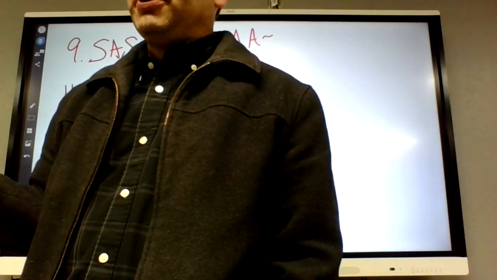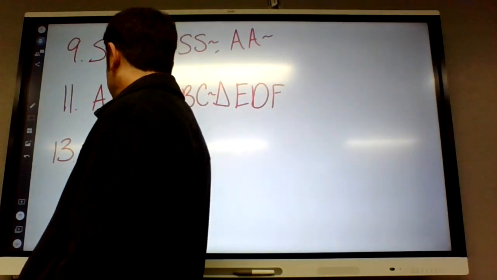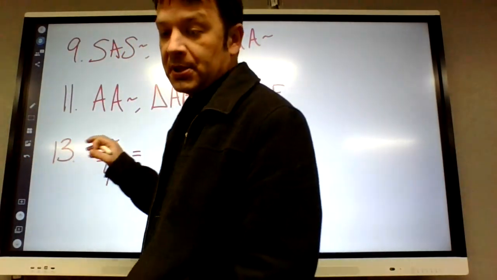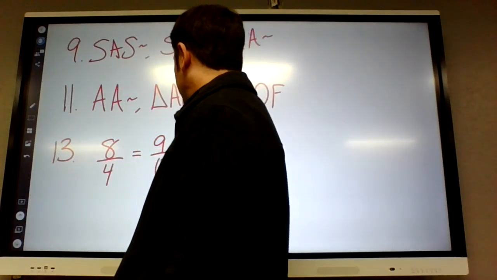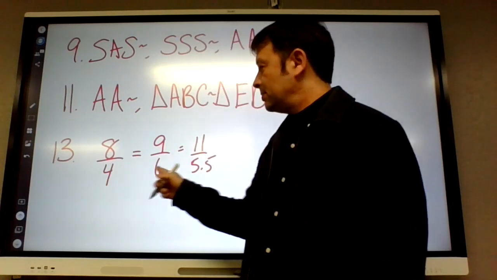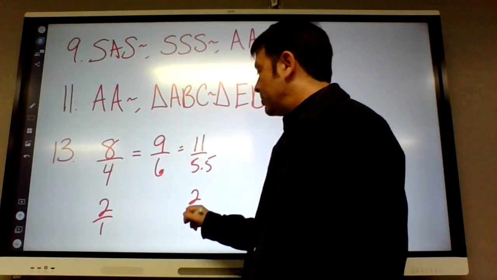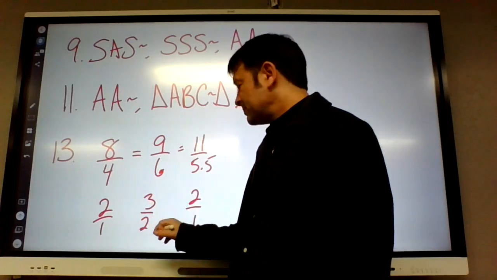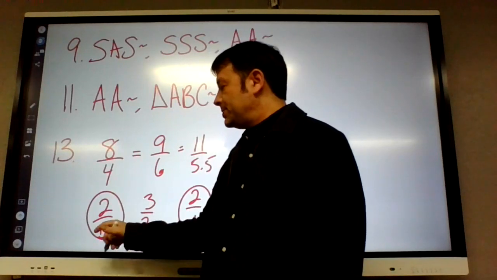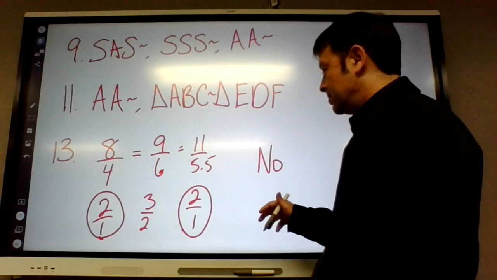So 8 is the small side on the left one, so that should go with 4 on the right one, because 4 is the small one. So does 8 over 4 equal 9 over 6? No. Equal 11 over 5.5. So 8 over 4 reduces to 2 to 1, but 9 over 6 reduces to 3 to 2. If they would all have reduced to 2 to 1, that would be the similarity ratio. But because they don't, it's not similar. Just say no.